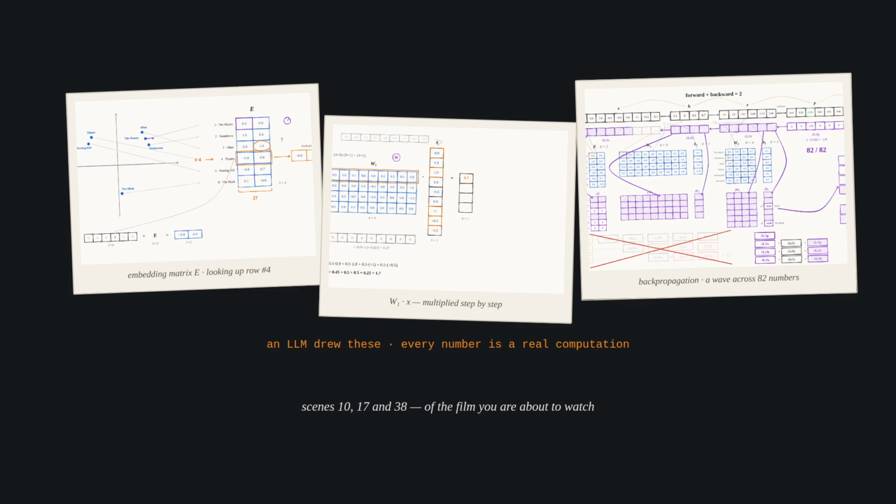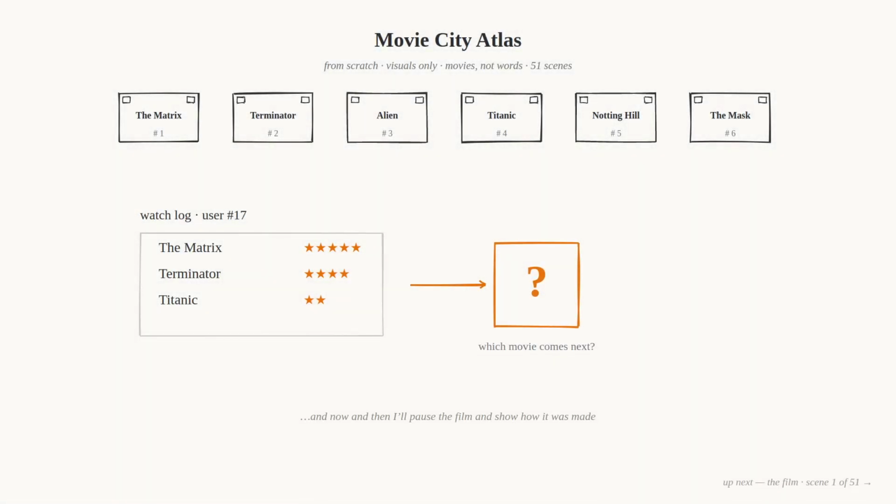Now, I don't want to oversell this. The first draft was honestly kind of a mess, and I'll stop the film a few times to show you where it went wrong. So here's the experiment. I took those same embeddings and asked a model to explain them from scratch. Visuals only, and movies instead of words, so the example isn't the worn-out one. And how to picture that is the model's call too.